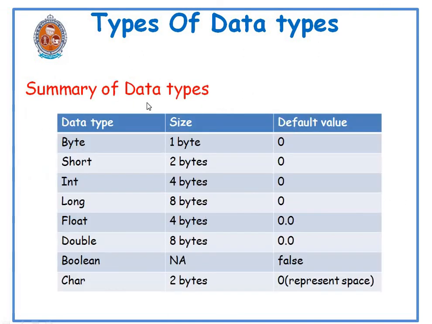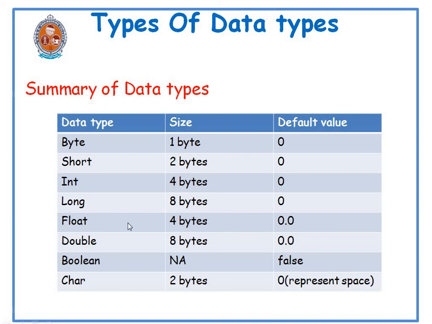Coming to the summary of data types, this is the summary table of all data types. The byte data type occupies 1 byte of memory, and the default value is 0, whether the programmer defines it or not. Short occupies 2 bytes, default value 0. Int occupies 4 bytes, default value 0. Whereas in C++ int occupies 2 bytes, in Java int occupies 4 bytes. Long occupies 8 bytes, default value 0.